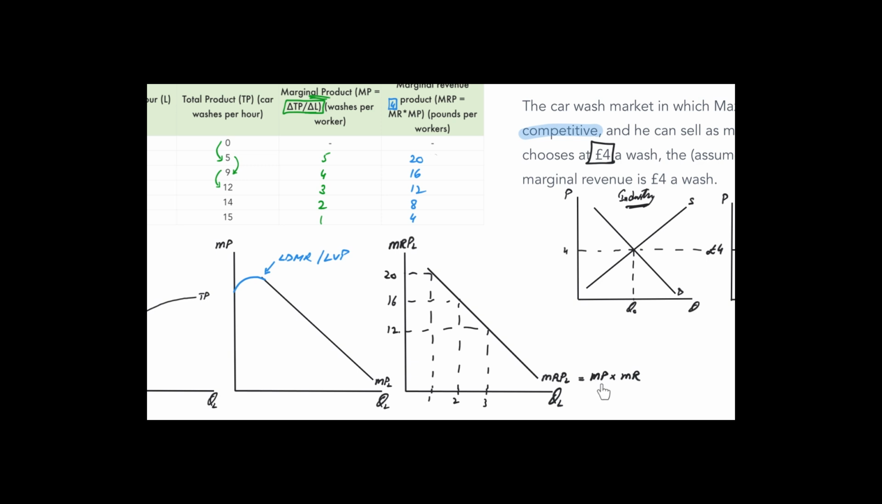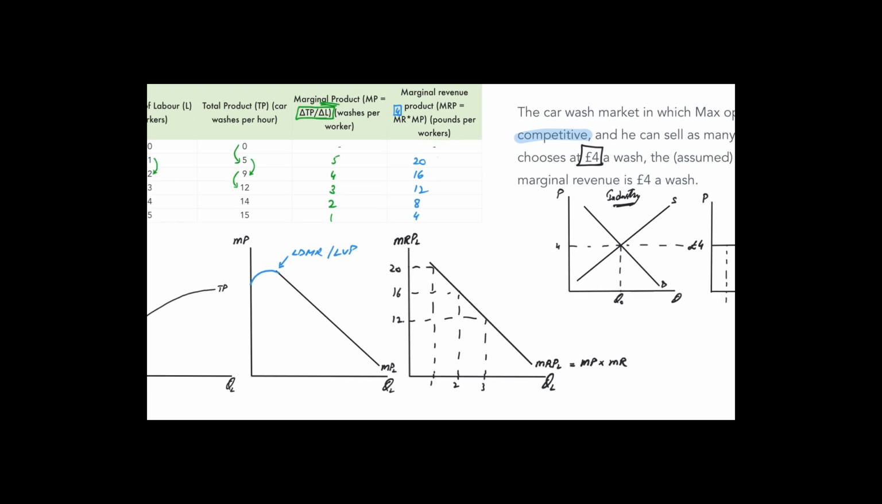So since MRP is MP into MR की value तो unchanged रह रही है, तो the shape MRP is going to assume is going to be the MP का curve की. So there's no difference in that.